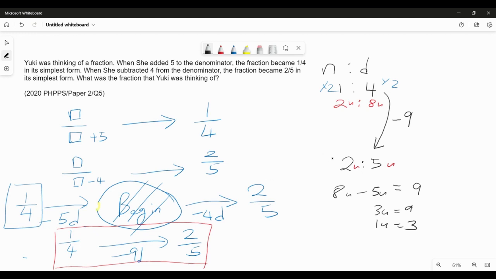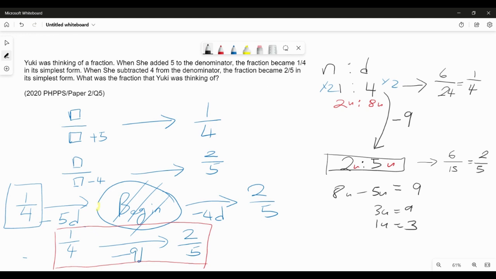Let's check out both fractions. This one is 2 is to 5, so 2 times 3 will be 6, and 5 times 3 will give you 15. And this one, 2 times 3 is 6, and 8 times 3 is 24. This was 1 quarter, it will simplify to 1 quarter. And this will simplify to 2/5.